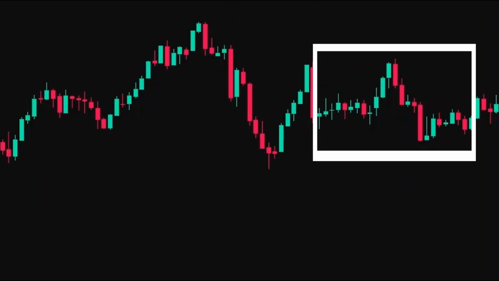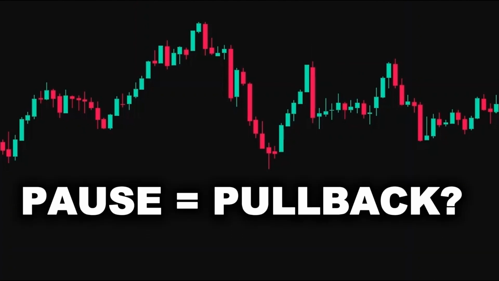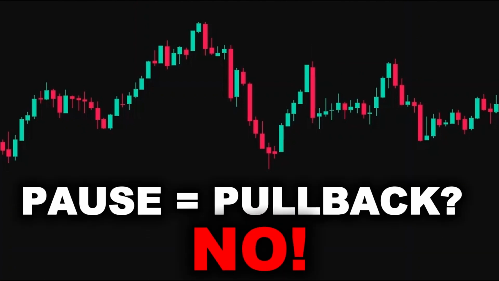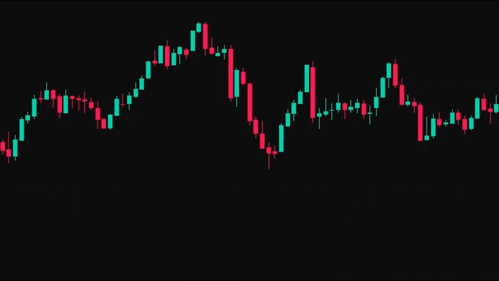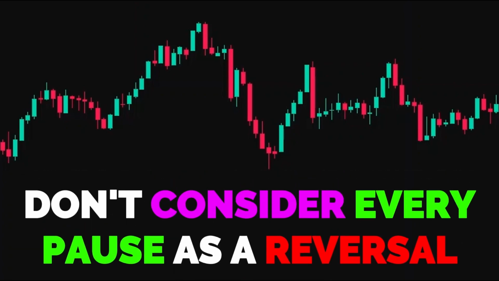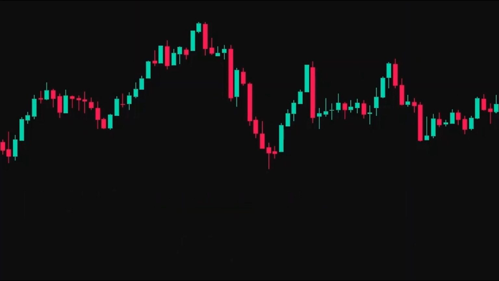A lot of traders consider the pause and the pullback same, but they are not the same. That's because the pause can result into a reversal also in the future. But don't consider every pause as a reversal. And therefore, you should be careful while initiating a trade during the pauses in the trend. Let's take a look at a real-time chart example where a pause occurs.